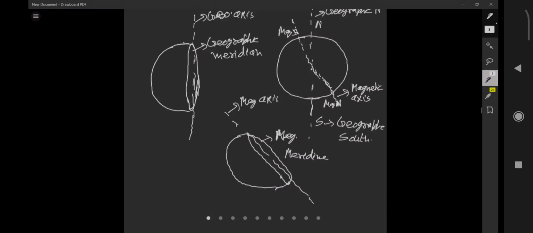So these all are the definitions. The line passing through geographic south to the geographic north is known as the geographic axis. The great vertical plane which passes through the geographic axis is known as geographic meridian. And similarly, the line which passes through magnetic north to the magnetic south is known as magnetic axis. And the great plane perpendicular to this axis will be magnetic meridian.